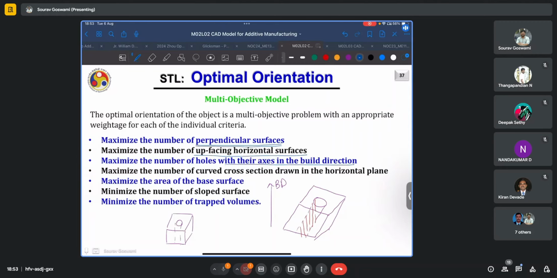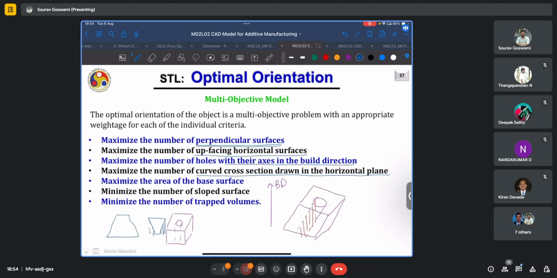Again, we can look to maximize the number of curved cross sections drawn in the horizontal plane. We maximize the area of the base surface for a simple converging diverging section. This makes total sense because then you are totally rid of the need for support structures compared to the inverse configuration where now all of this region is unsupported. It might still not require supports if the critical angle condition is not exceeded, but then it is just worthwhile to simply maximize the area of the base surface.